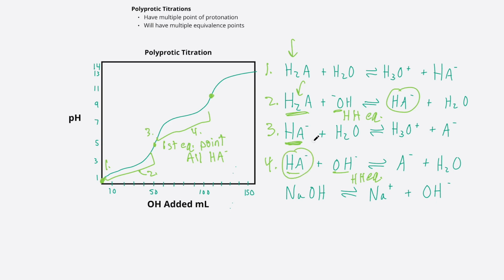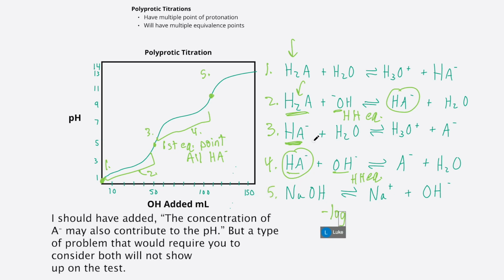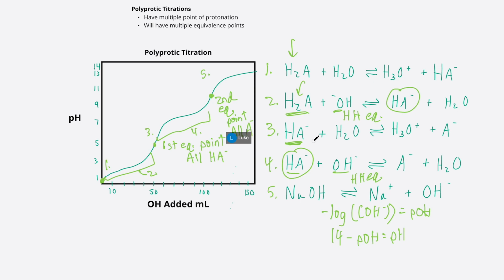And then any point past that, you're just adding OH and it's not reacting with anything. So now you need to be using the concentration of OH to find the pH. And at that second equivalence point, everything is A minus. There's no HA and there's no H2A left. So again, it's all the exact same concepts except we have 2 equivalence points now.